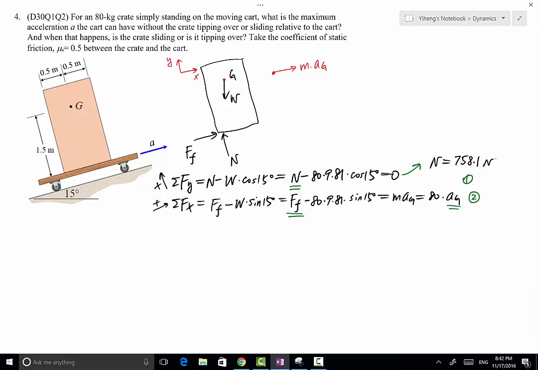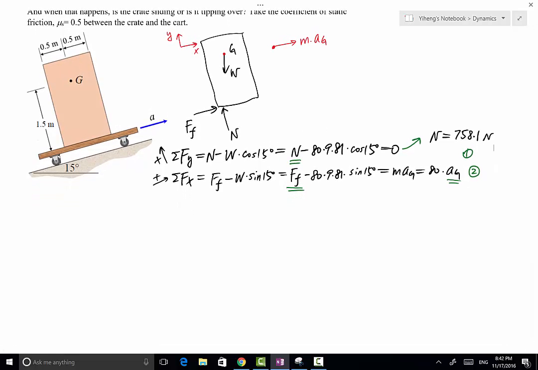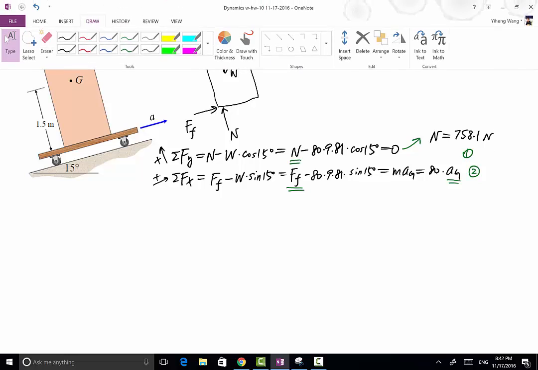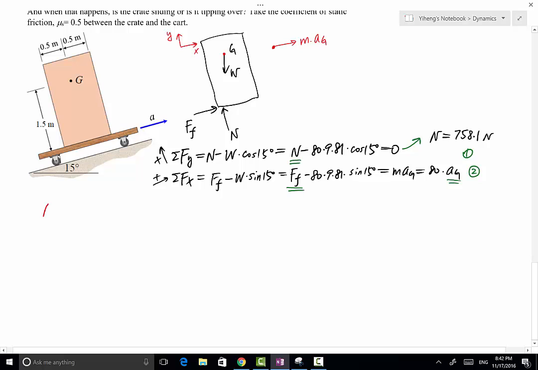So now, in order to solve for the other 2 unknowns, we need one additional equation. So where do we get that? We can write a different third equation based on the assumption we make. Let's assume first that sliding occurs. This is when the crate slides relative to the cart, so the crate will slide down in this direction.